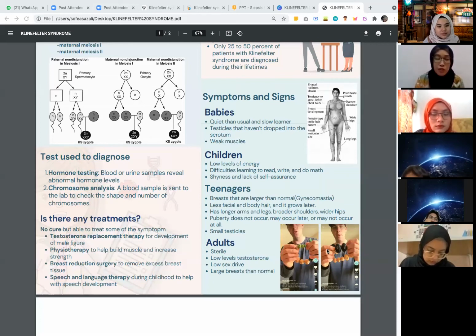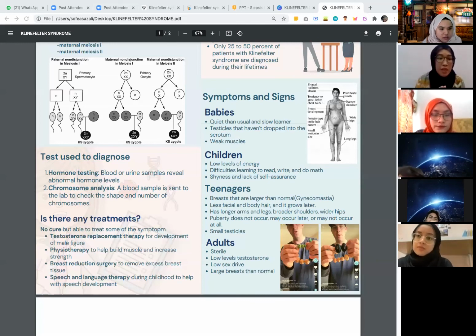All right, is there any treatment regarding Klinefelter syndrome? Sadly, there is no cure to completely treat this syndrome, but we can treat some of the symptoms. For example, the first one is testosterone replacement therapy for development of a male figure, where testosterone will be injected into the muscle of the patient, and the patient will have a high level of testosterone and a more male figure compared to patients who do not undergo this therapy. And secondly, in order to help build muscle and increase strength like normal men, the patient can undergo physiotherapy or they can go to the gym.